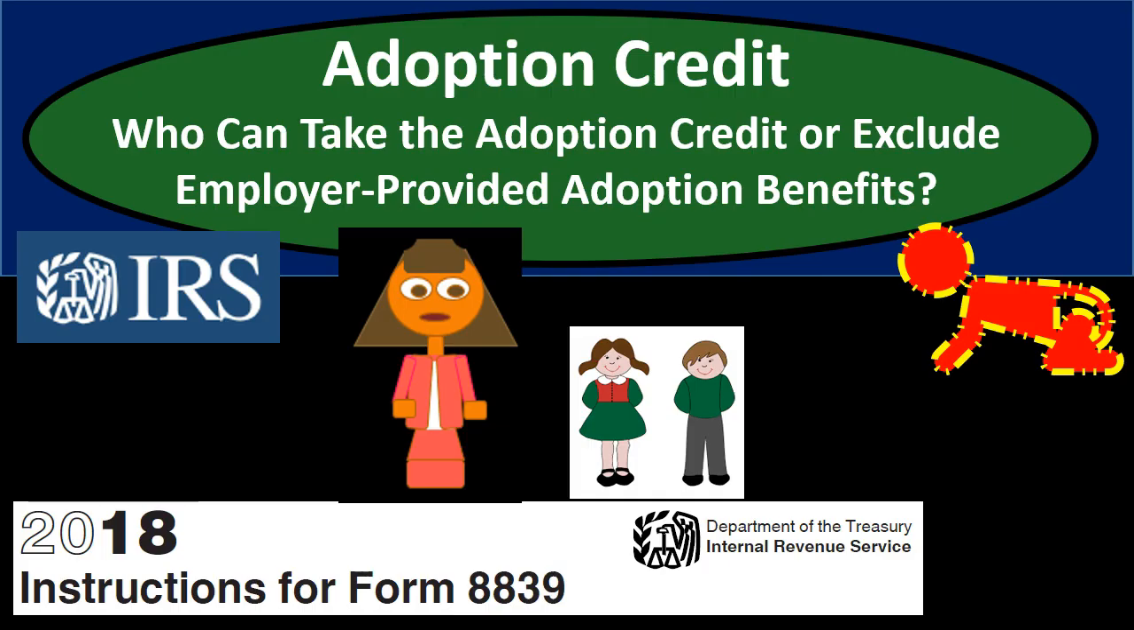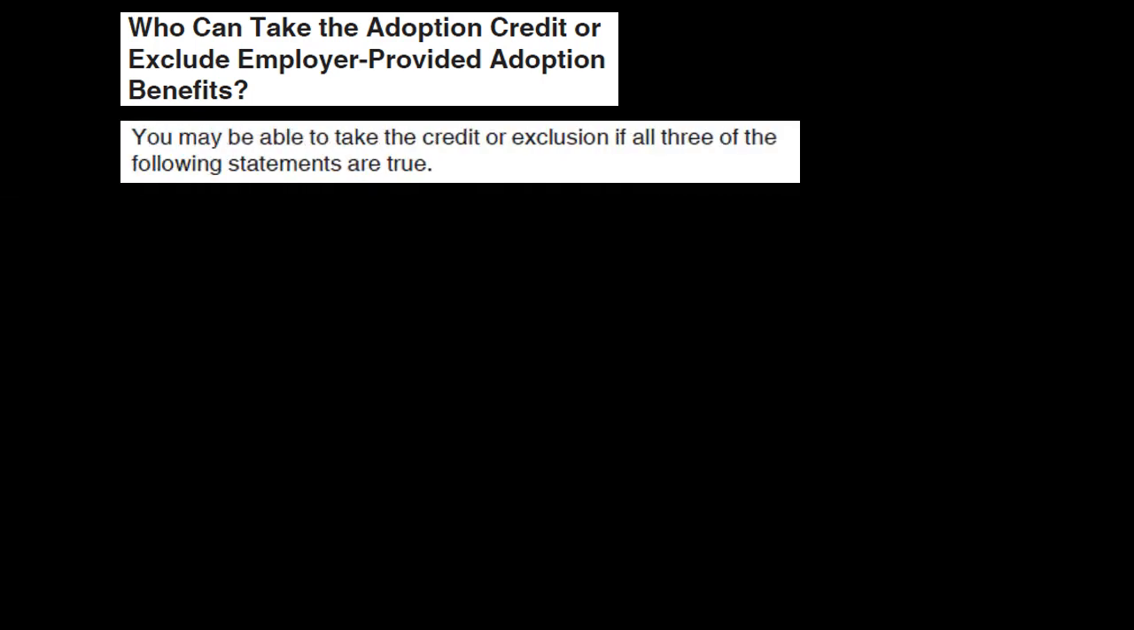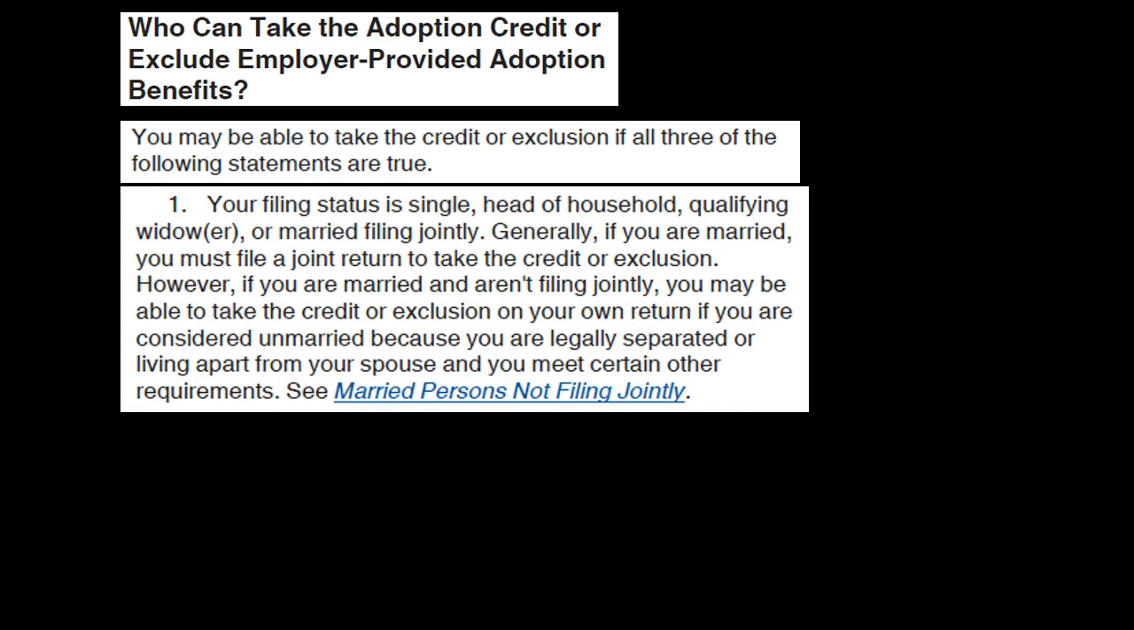In this presentation, we will discuss who can take the adoption credit or exclude employer-provided adoption benefits. This information can be found in Instructions for Form 8839, 2018. Who can take the adoption credit or exclude employer-provided adoption benefits? You may be able to take the credit or exclusion if all three of the following statements are true. All three must be true.